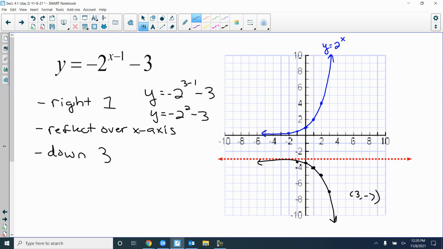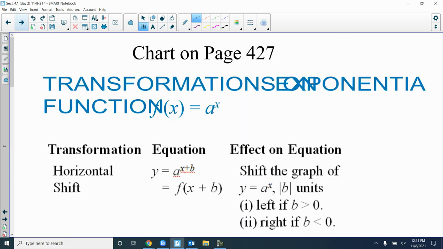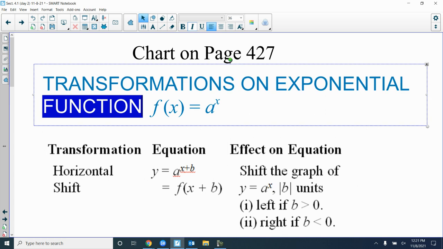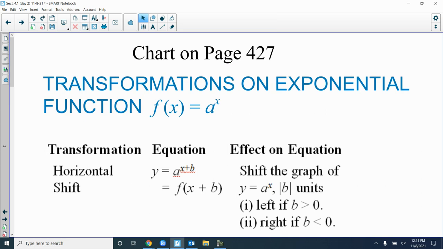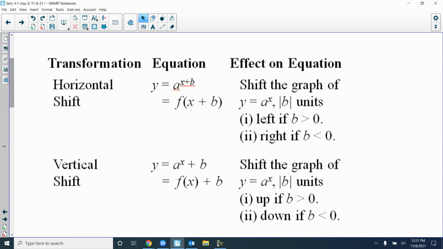All right, once you're done with that, we're going to go to that next set there. I forgot one thing. Not that you have to write this down. On page 427, it just gives you a quick summary of what we just went over, like how you change the equation to get the different transformations.